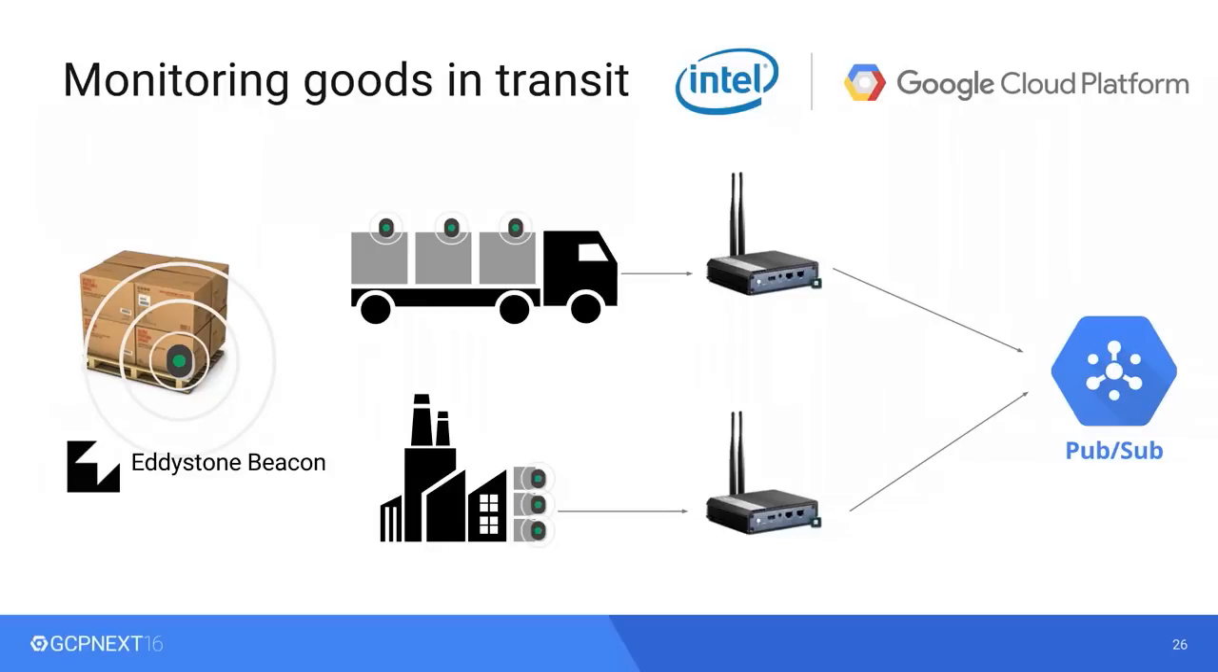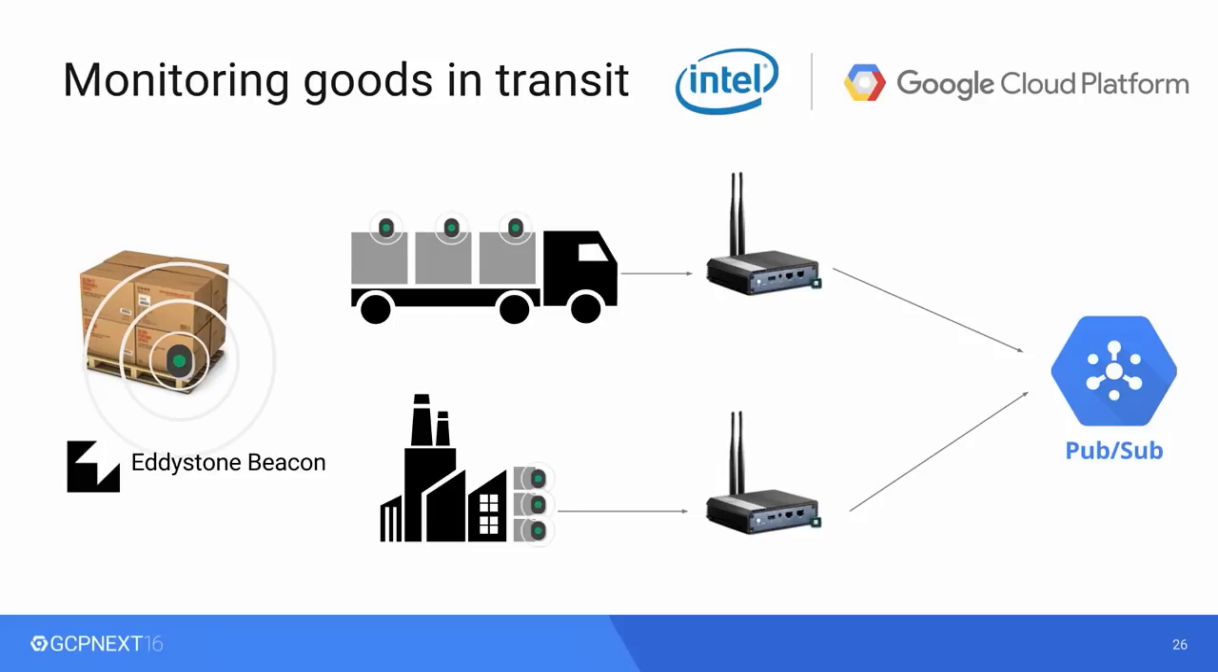So we have a demo outside running with Intel. One of our partners in the gateway space is Intel. They make an industrial IoT gateway platform, and we've worked with them on an integration with Cloud PubSub. And the scenario we've worked on is this idea of tracking the environmental conditions and locations of pallet goods.